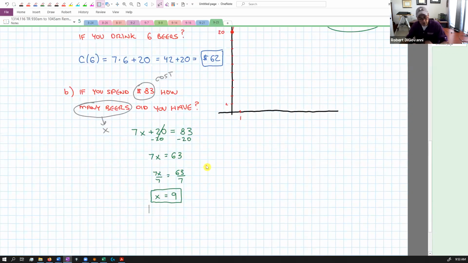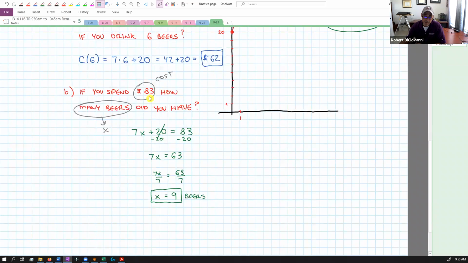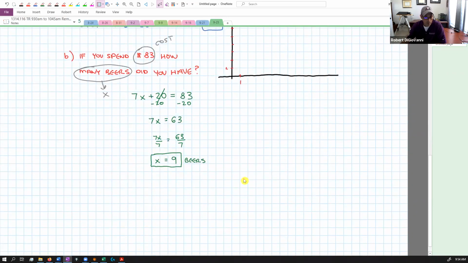Okay, so you've had 9 beers, right? Let's put beers here because we need to make sure we understand what that quantity represents. We drink 6 beers, we're going to spend 62 bucks. If we spent 83 bucks, we drank 9 beers. Okay, what do y'all think? Does this example make sense? Any questions on this? We're going to do something different now, a different sort of problem. This is kind of like the basic, we got the idea. Let's do something else now. We're okay?